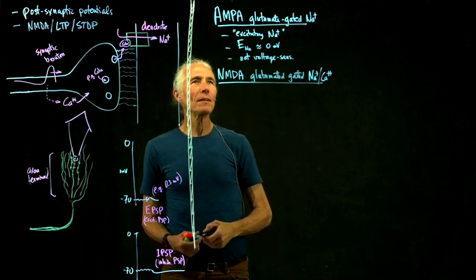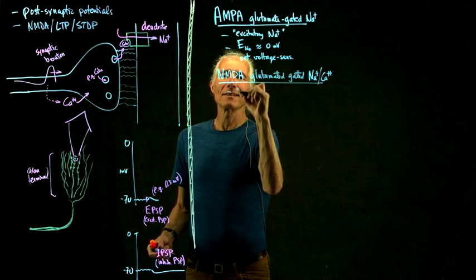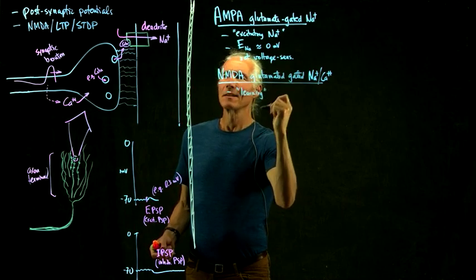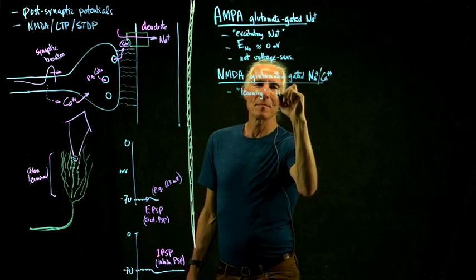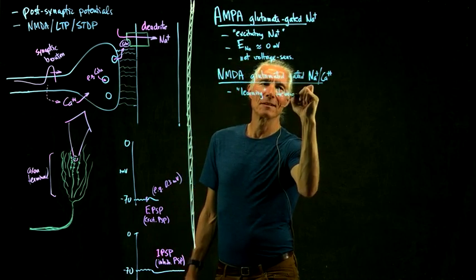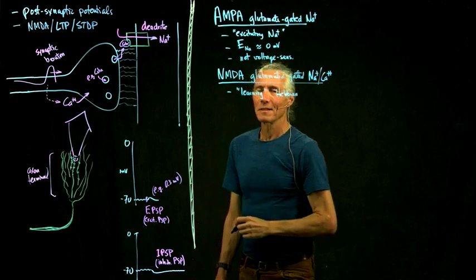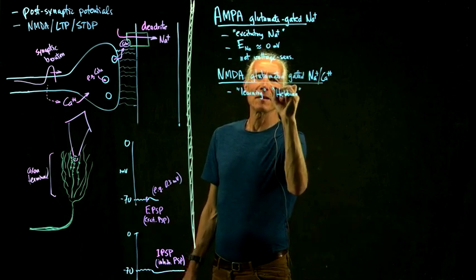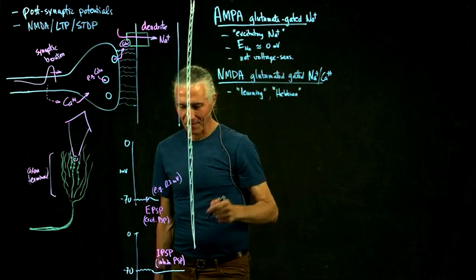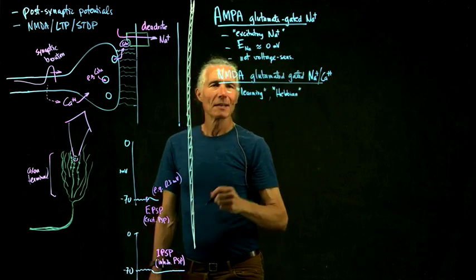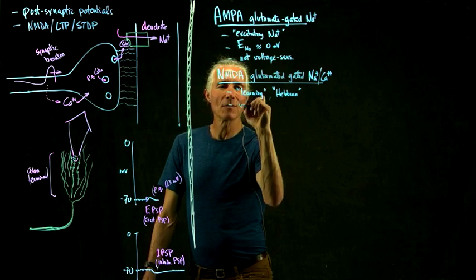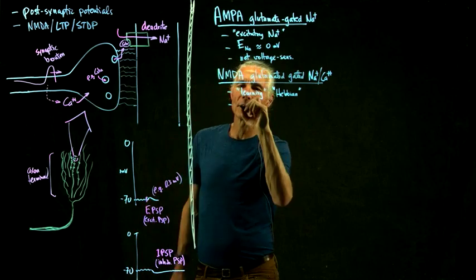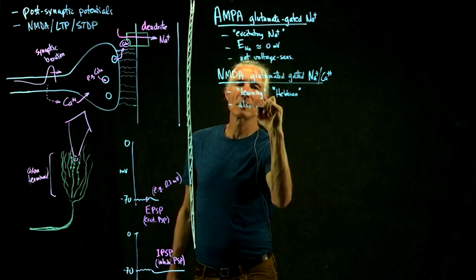So this guy is the learning channel. This is the Hebbian channel. We'll talk about this later in the second half. So how does this work? Well, this guy is also voltage sensitive. It requires glutamate, but it's also voltage gated.